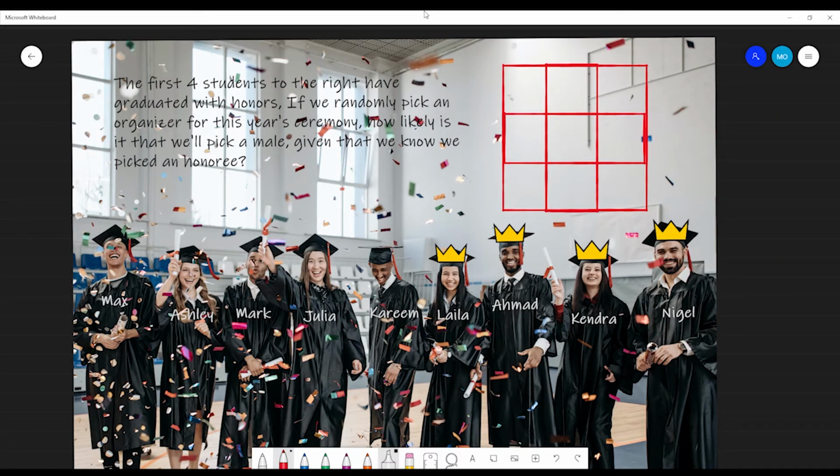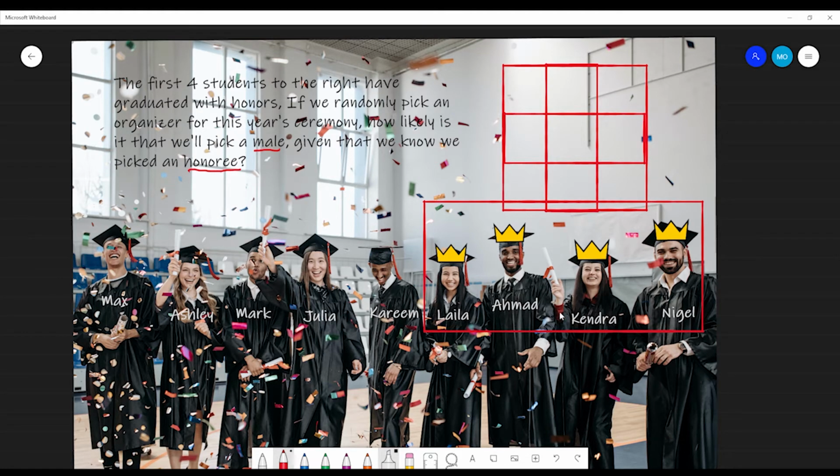The first 4 students to the right have graduated with honors. If we randomly pick an organizer for this year's ceremony, how likely is it that we'll pick a male given that we know we picked an honoree? So these 4 students are the honorees, and we know for a fact that we picked one of these. So we are only concerned with which one of these we'll be picking. So this is our new space of possibility.